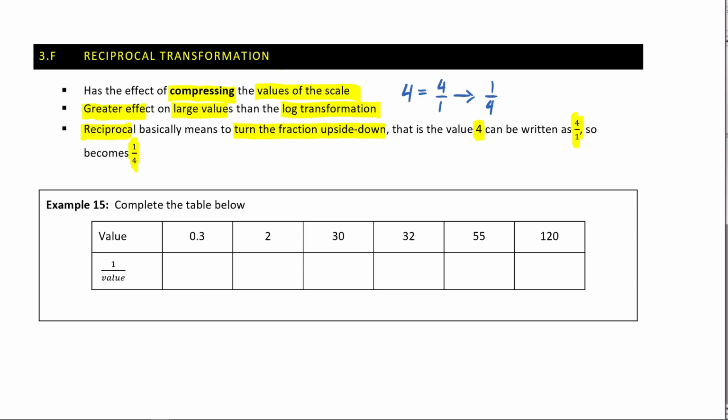So as we can see here, to find the reciprocal of 4, I'm just going 1 over what 4 is. That's what it means to find the reciprocal. You just go 1 over what that 4 is. It's also to turn the fraction upside down. So the same thing there.